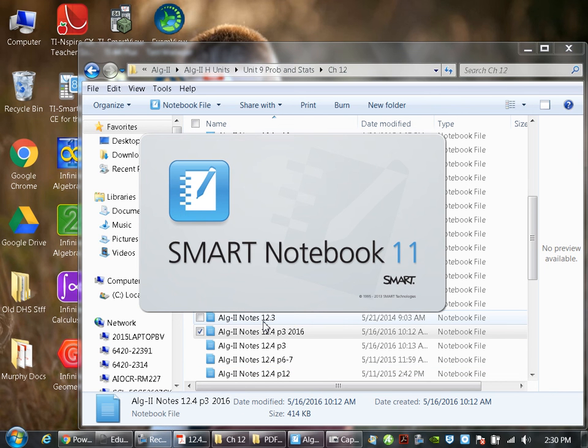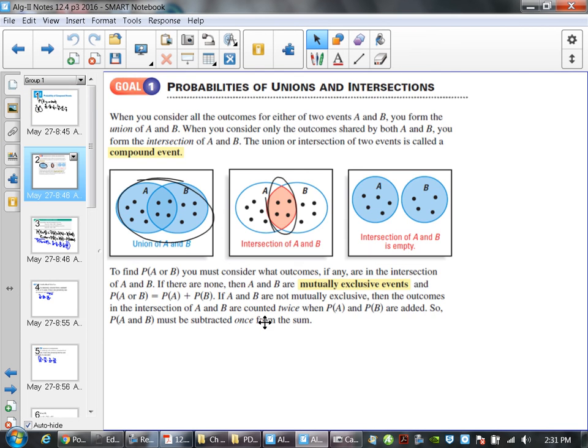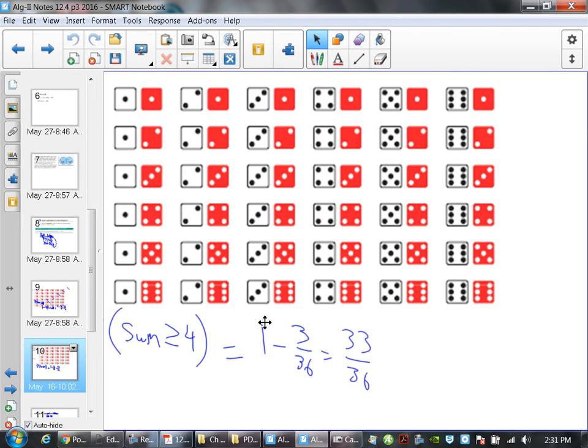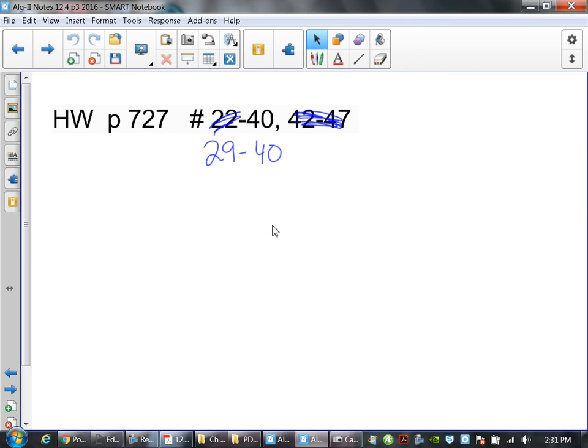So we're going to do this versus 2 days. We'll talk about the other equation versions of the probabilities and some of the table stuff tomorrow. Do these: 7, 27, 29 through 40.